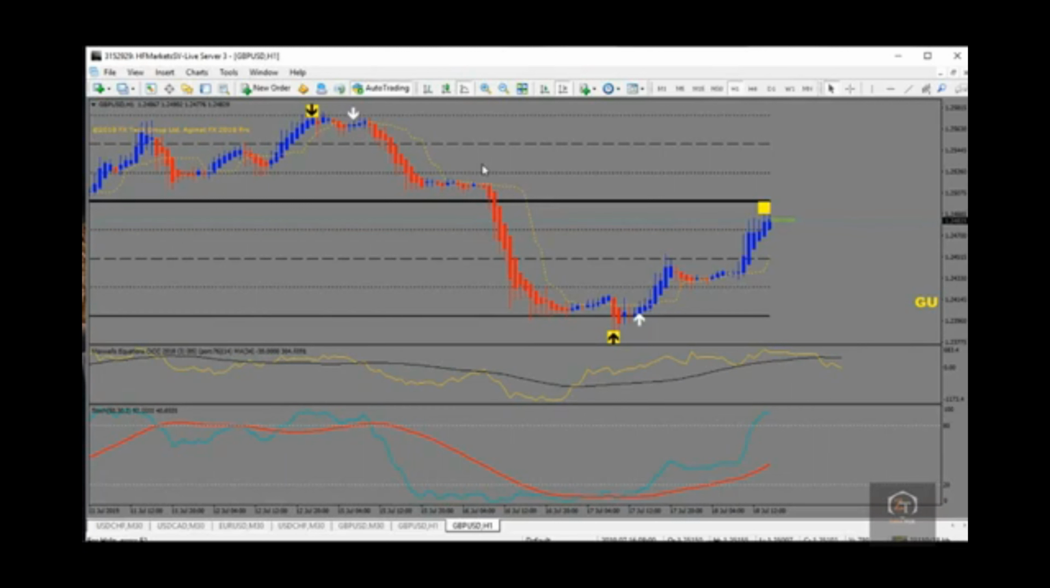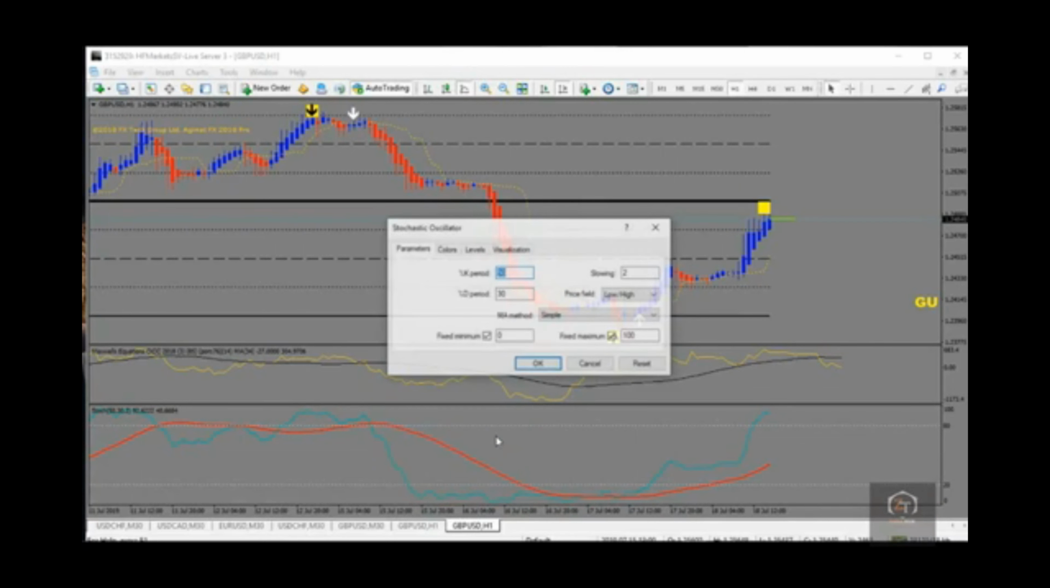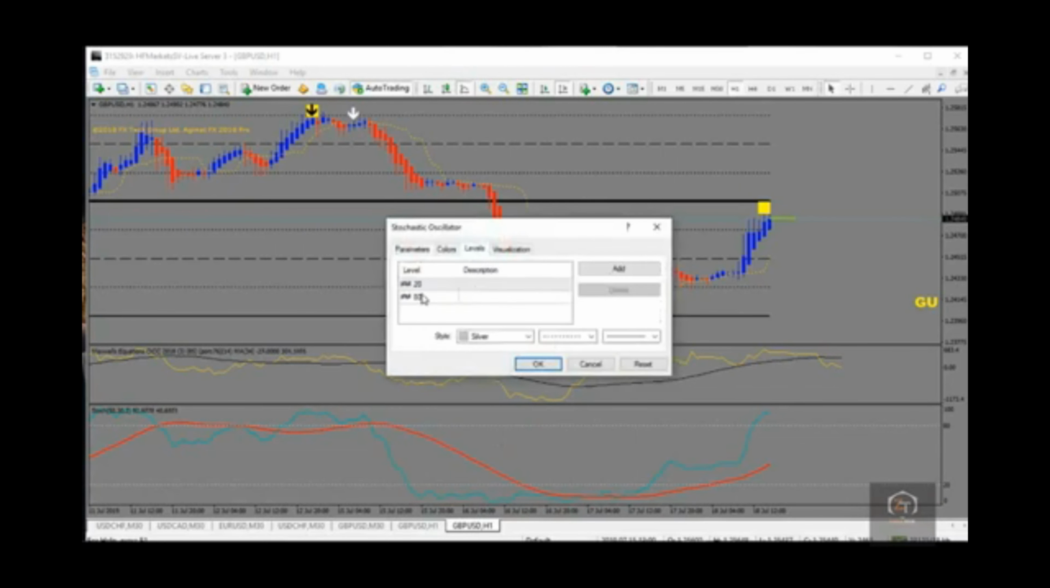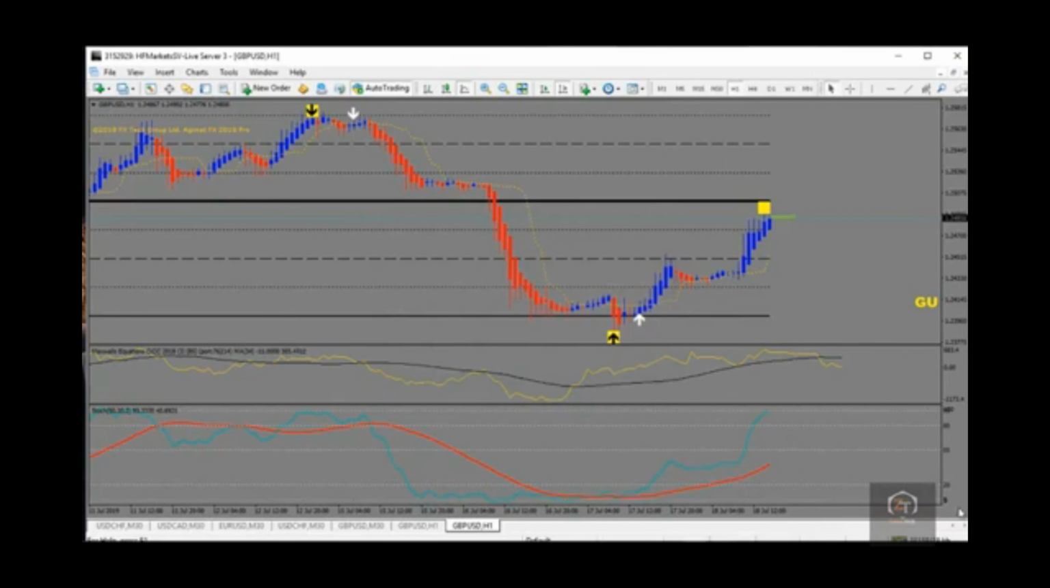Okay, let me correct you guys on this now. The normal default settings are 80-20, but you can add more levels by right clicking, selecting properties, and coming to levels. You can add 20. Let's say I want to add 5. Let me add 95. Let me also add 55, which is the middle. Let me set that and click OK. Now you see 95, you see 5, you see this.